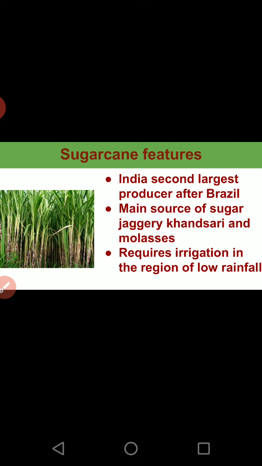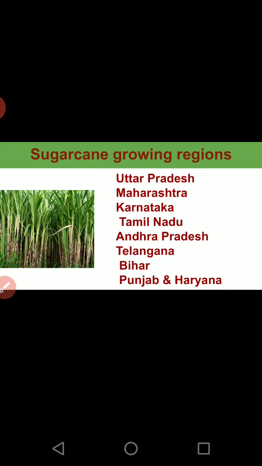It requires irrigation if the region is getting less rainfall. The sugarcane growing regions: Uttar Pradesh maximum. We are having the maximum sugarcane production in India in Uttar Pradesh, followed by Maharashtra, Karnataka, Tamil Nadu, Andhra Pradesh, Telangana, Bihar, Punjab and Haryana too.